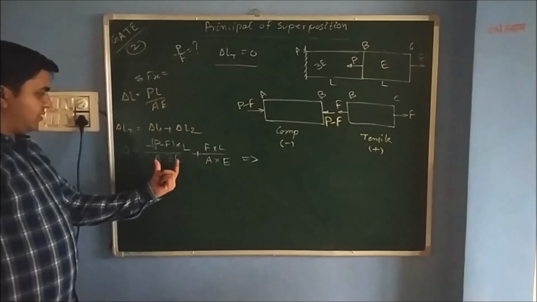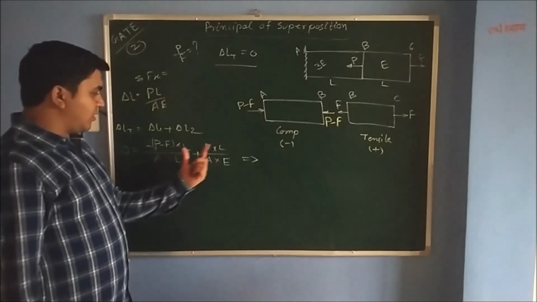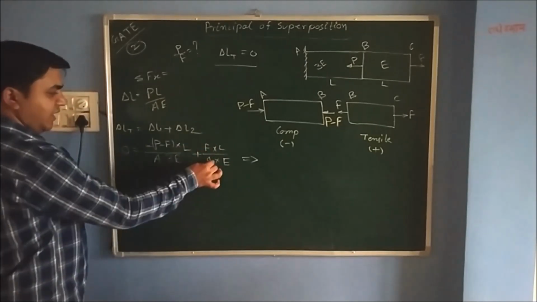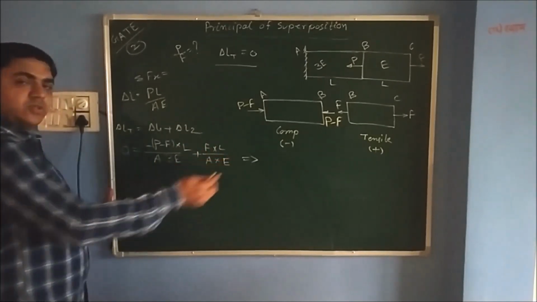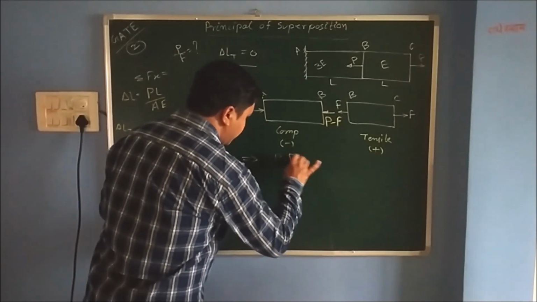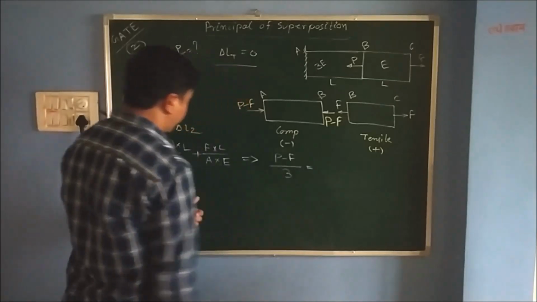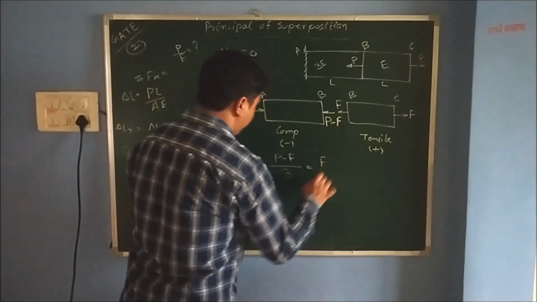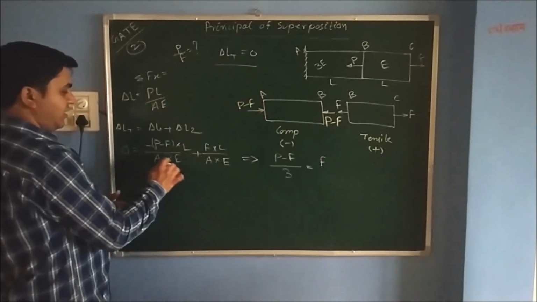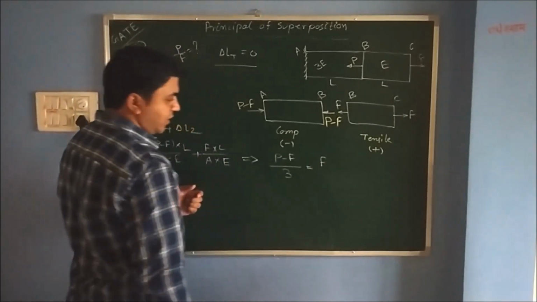So we'll take this first part on the left side and we'll cancel out all the things. So L and L will get cancelled, and A will get cancelled, E also will get cancelled. So the only remaining thing is (P minus F) upon 3, and that should be equal to F, because E, L, A are all common and cancelled out. So you will solve this one.